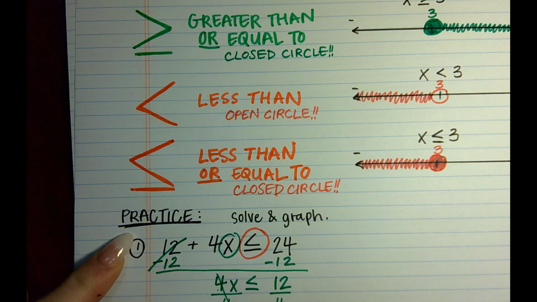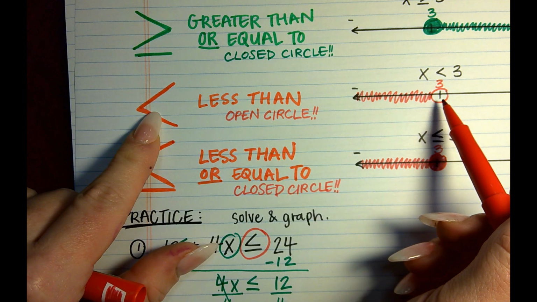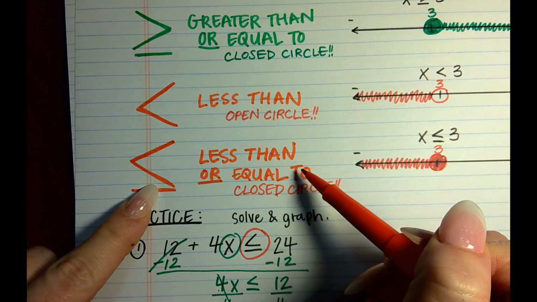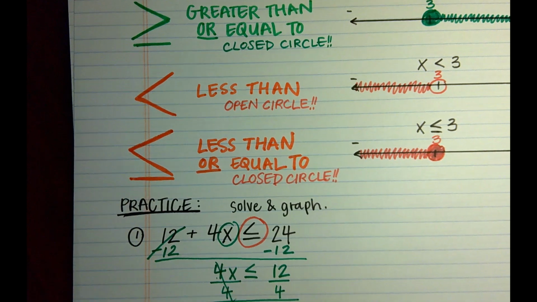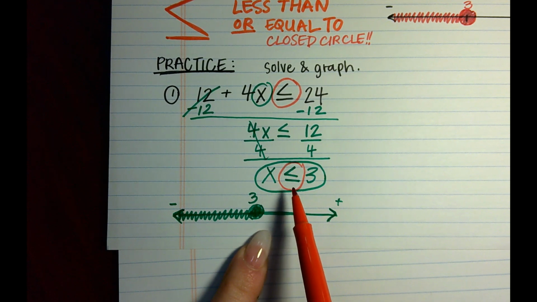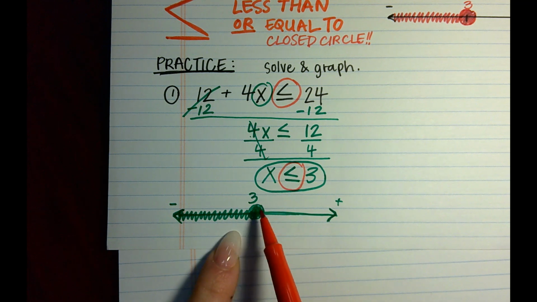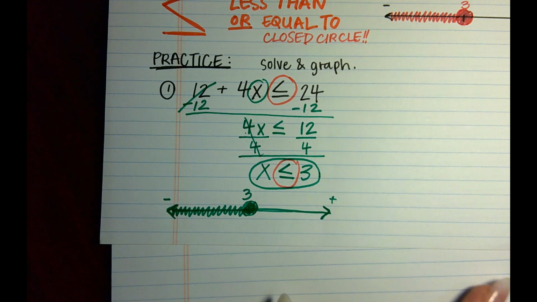You need to circle what? We leave the circle open if it's just less than. If it's less than or equal to, we shade the circle in, we close it. So since in this problem we have less than or equal to, there's a line under it, we know we need to shade our circle in. We close our circle. So that's our main difference.